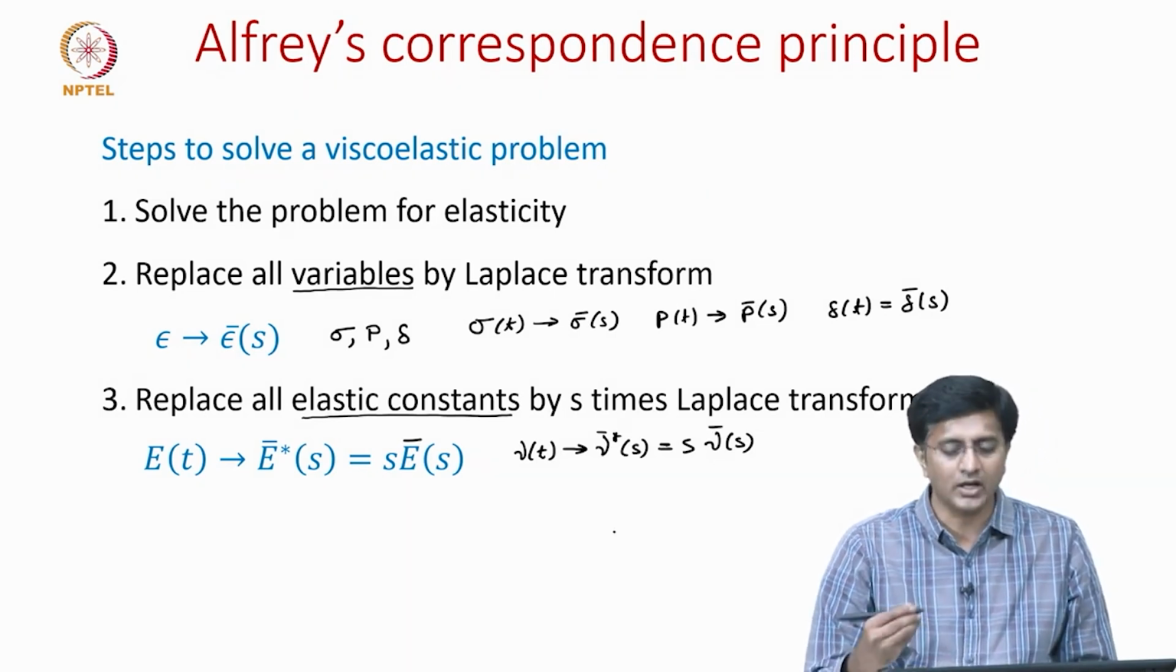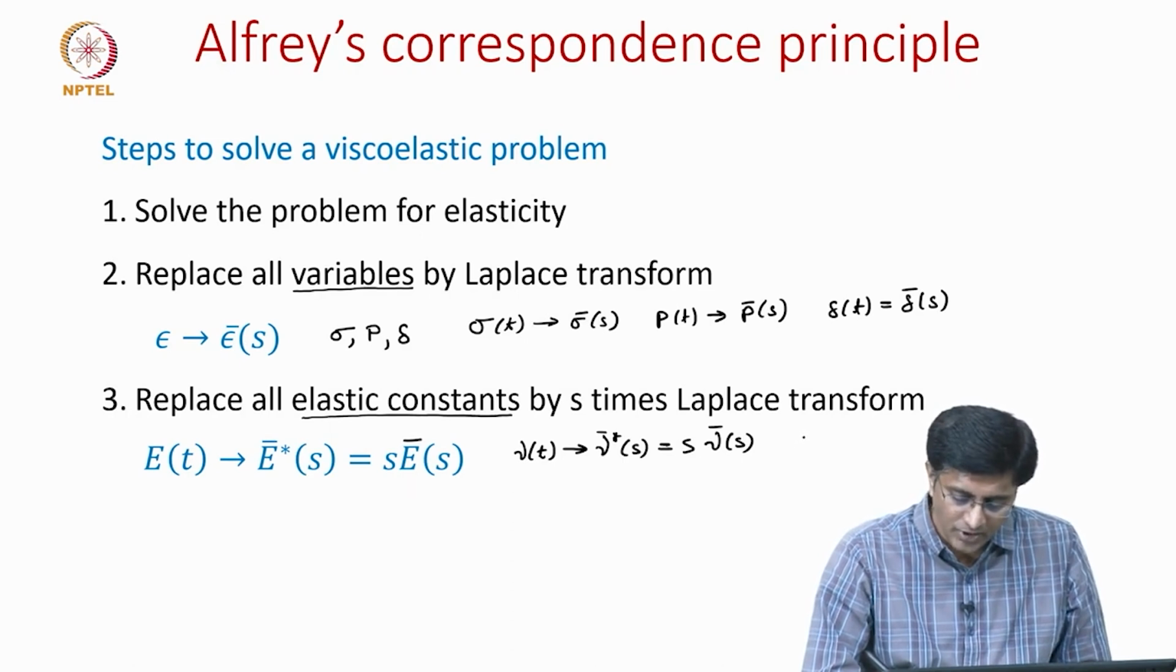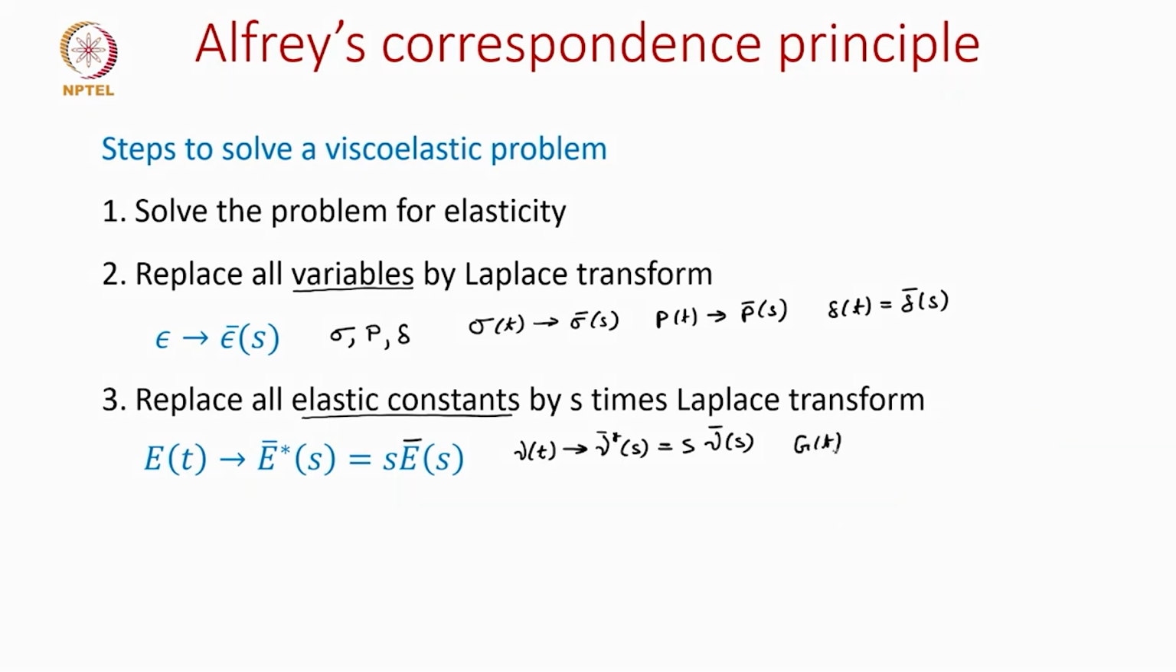And similarly, what are the other elastic constants we can think of? We can think of things like shear modulus, G of t will be replaced with G star of s, which is again s times G of s. And similarly, we can take bulk modulus K being replaced with K star of s, which is again s times K of s.